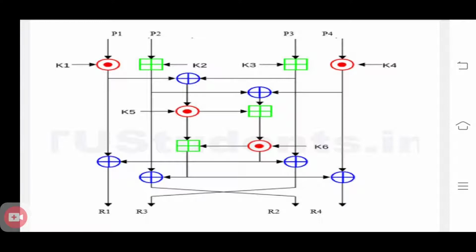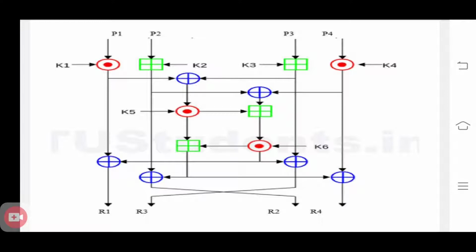So we have the plain text as P, and the output after the first round is R. Both the plain text and the output are in 4 blocks, each block with 16 bits. For a particular round, we have 6 subkeys, K1 to K6. And what are the operations performed in a particular round of IDEA? They are the XOR operation, addition modulo 2 raised to 16, and multiplication modulo 2 raised to 16 plus 1.